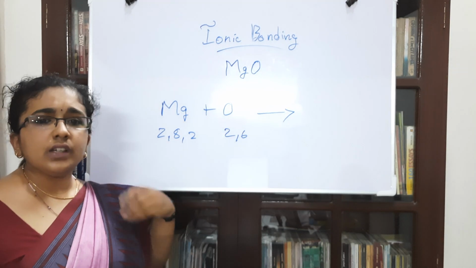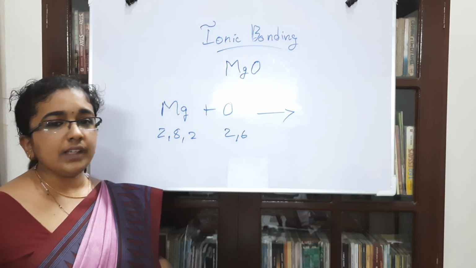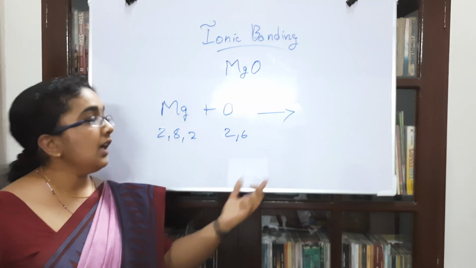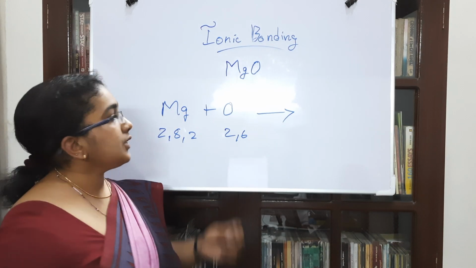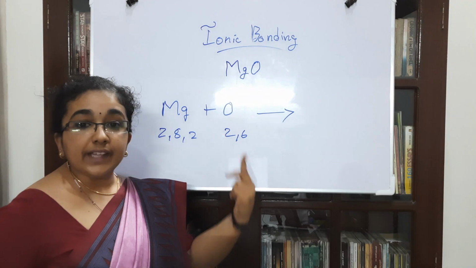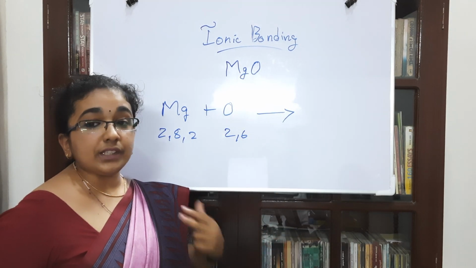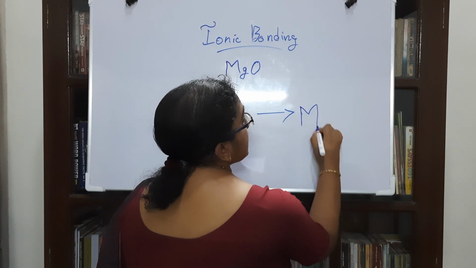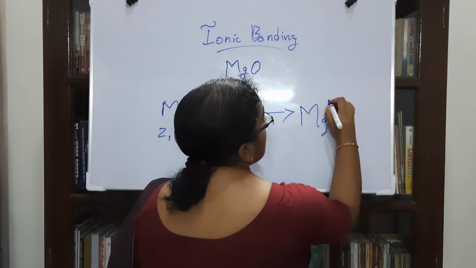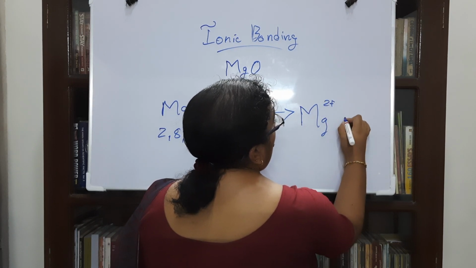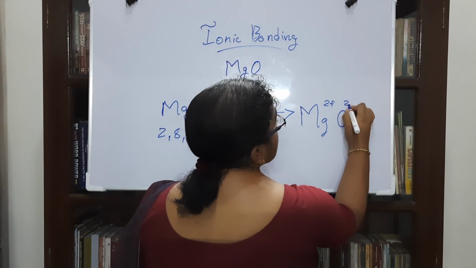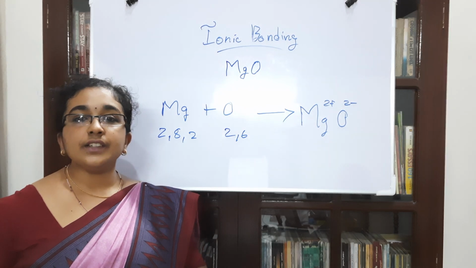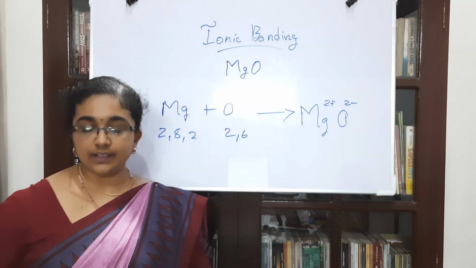So what is the possibility? Yes, magnesium will transfer 2 electrons to the oxygen atom, so that both will attain stability, that is octet, and that can be represented as Mg2+ O2-. Is this clear? Okay.